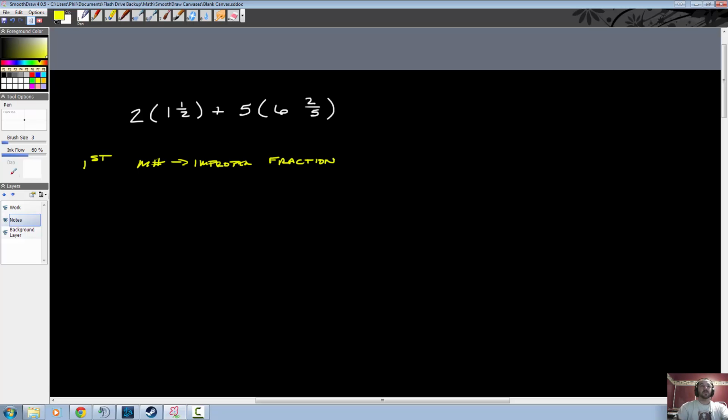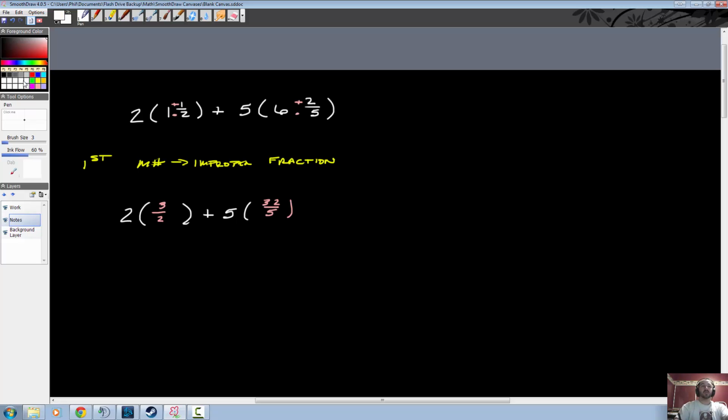Okay, so I'm going to bring down this 2 times, and in here, if you recall improper fractions, what we do is we take the denominator, multiply it by the whole number, and add the numerator. That becomes our new numerator. So I have 1 times 2 is 2, plus 1 is 3, and then the denominator stays the same. And then we'll bring over our plus 5, and this is going to be 5 times 6 plus 2. So 5 times 6 is 30, plus 2 is 32 fifths.